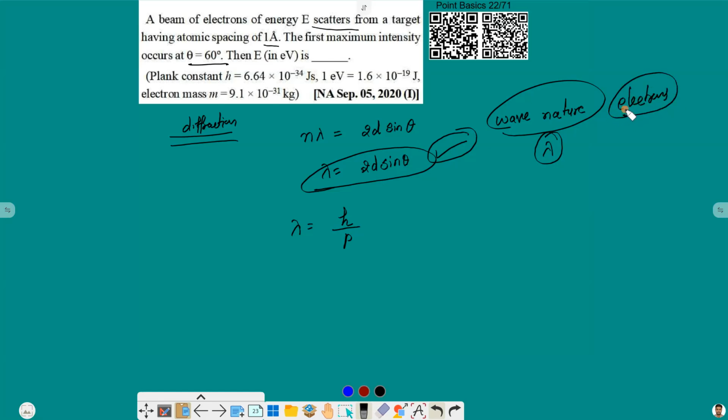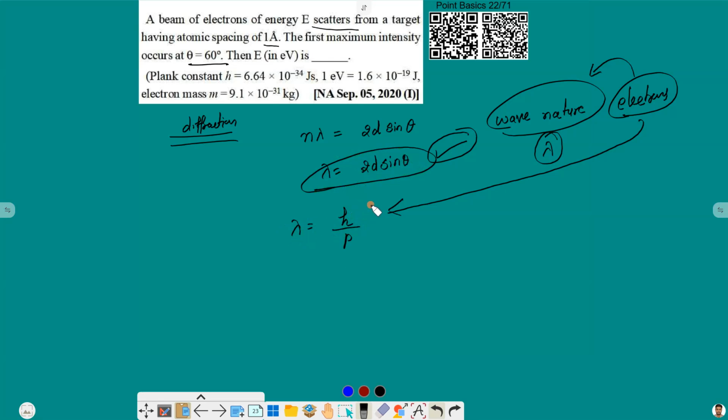So here we will have two types of wavelength, one wavelength due to the wave nature and one wavelength due to the particle nature, and both of them should be the same, as we are only discussing the same electrons. The electron is behaving as both wave and particle. That's why we can take both wavelengths equal to each other. So from wave nature we will get lambda is 2d sine theta, that is from the diffraction, and from the particle nature we will get lambda is h by p.